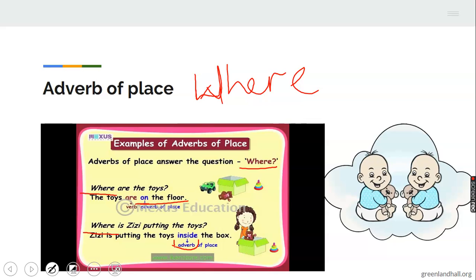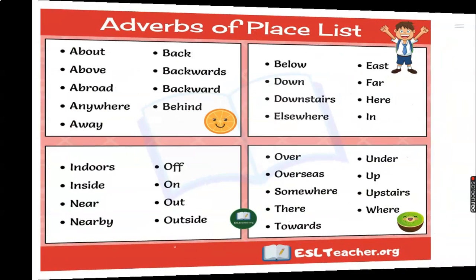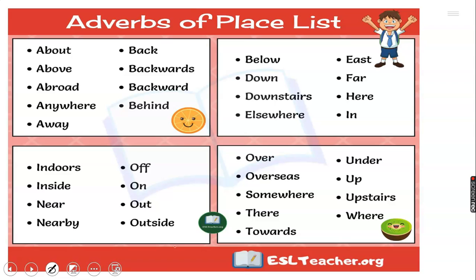I'll give you more examples of adverb of place on the next slide. Look at them. We have about, above, abroad, anywhere, away, back, backwards, backward, behind, below, down, downstairs, elsewhere, east, far, air, in, indoors, inside, near, nearby, off, on, out, outside, over, overseas, somewhere, there, towards, under, up, upstairs, where. Can you see them? They are all adverbs of place.